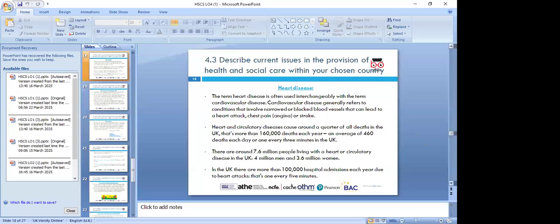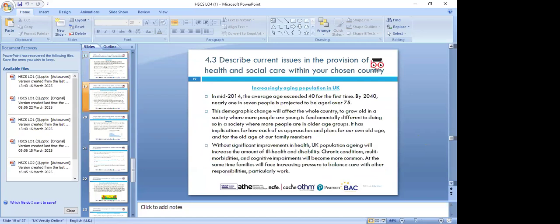In the UK, there are more than 100,000 hospital admissions each year due to heart attacks. That's one every five minutes. It's serious. And this is also very common within the African Caribbean community, okay?